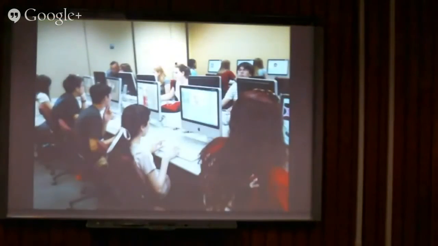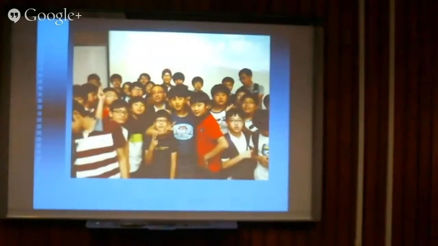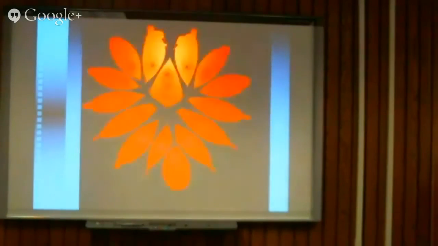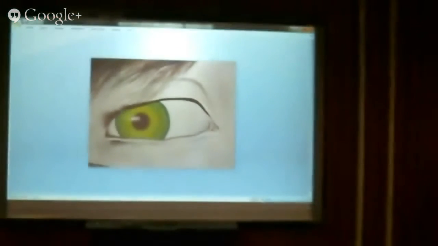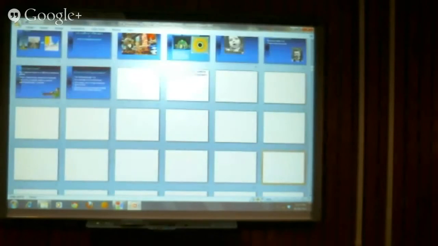Here are the students, high school students who came to Rutgers, Governor's Summer School of Engineering. Students, as you see, young kids in Japan, in Korea, playing with it, and at Rutgers again. And the kind of designs that you can come up with, these are just absolutely endless.